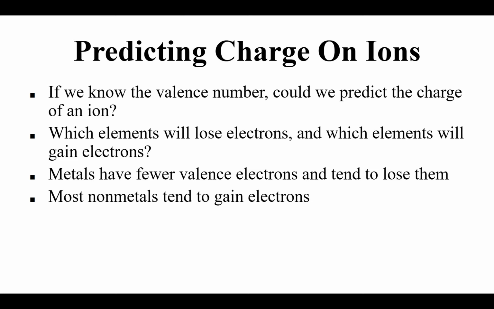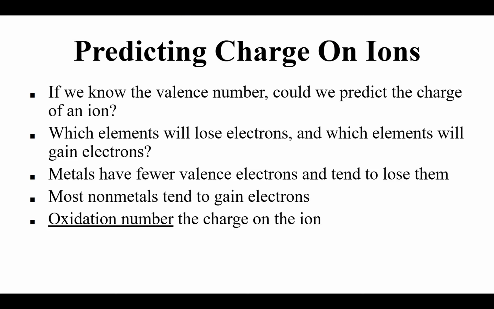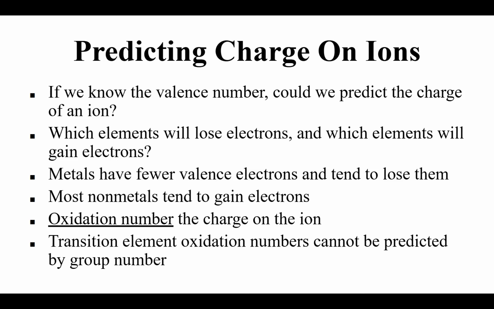Most nonmetals tend to gain electrons because they only need to gain 1, 2, or 3. They have the majority that they need. It's easier for them to gain them. If you ever hear me say oxidation number, that just means the charge on the ion. And transition element oxidation numbers can't be predicted by group number.